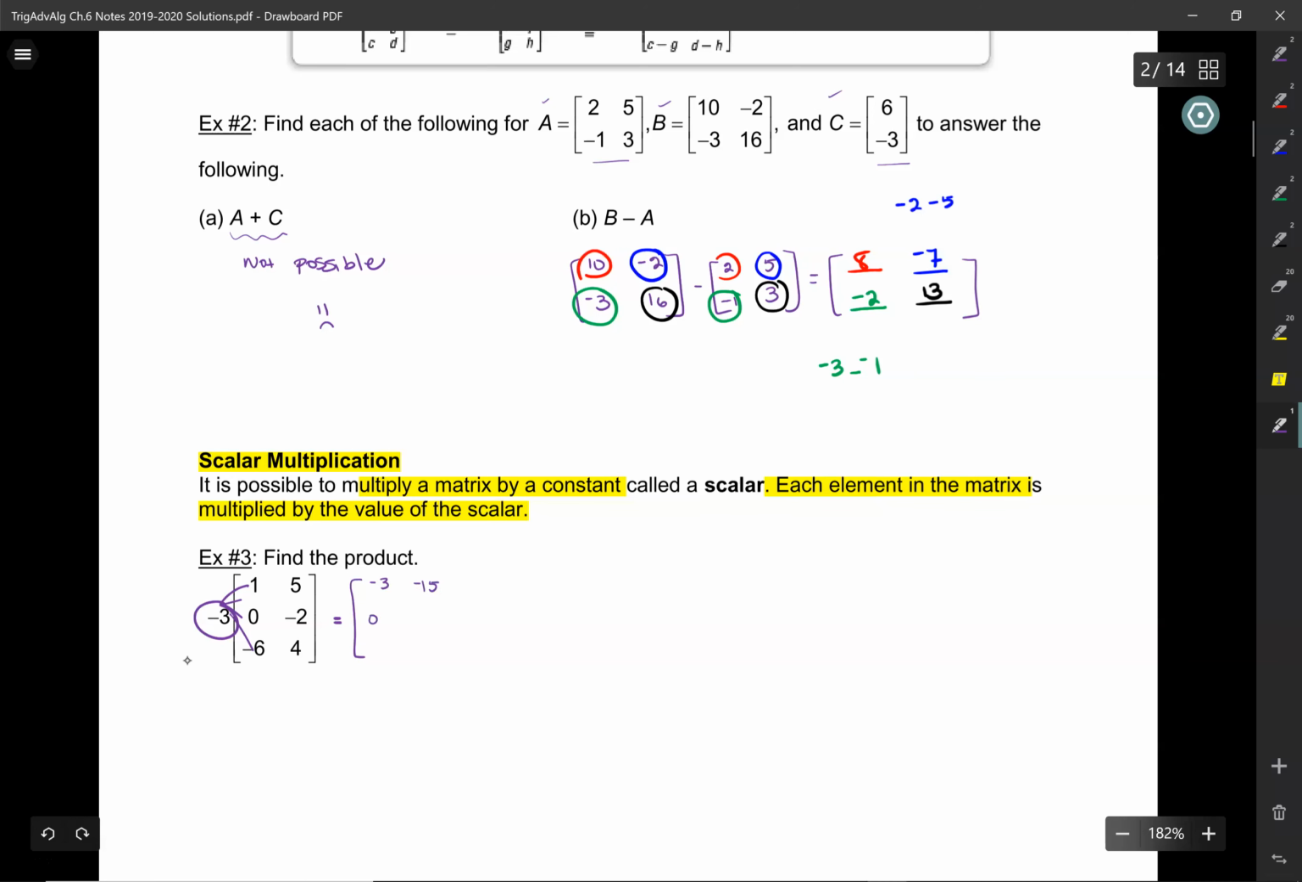Negative 3 times 0. Negative 3 times negative 2 is positive 6. Negative 3 times negative 6 is 18. Times 4, negative 12. And there you have it. You get the same dimensions, right? Nothing else changes, and so on.